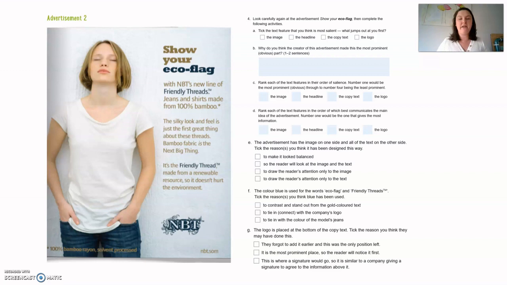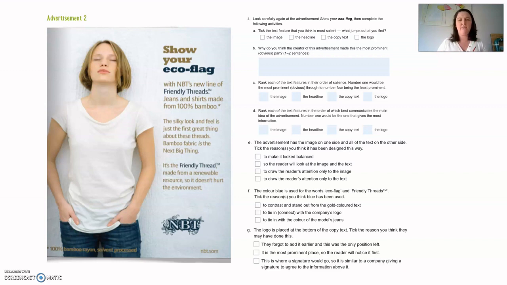Rank each of the text features in order of salience. Number one would be the most prominent, all the way to 4, which would be the least. So obviously, which are the most prominent features of the advertisement? That's what it's saying. Which stands out the most? So the first one would be, image would be number 1. Number 2 would probably be, I'd probably say maybe the headline, then the copy text and the logo. But I mean, the copy text and the logo, you can decide which order they go in.